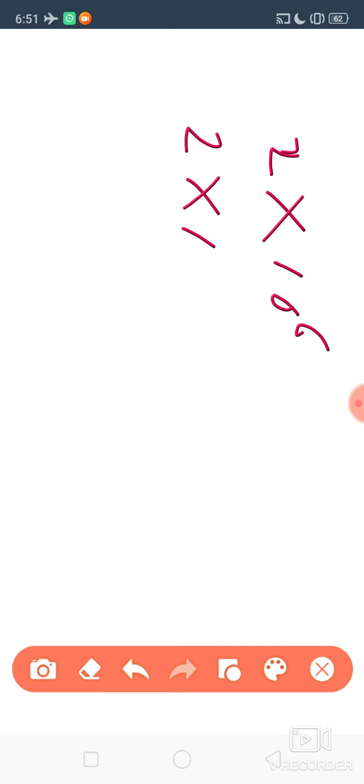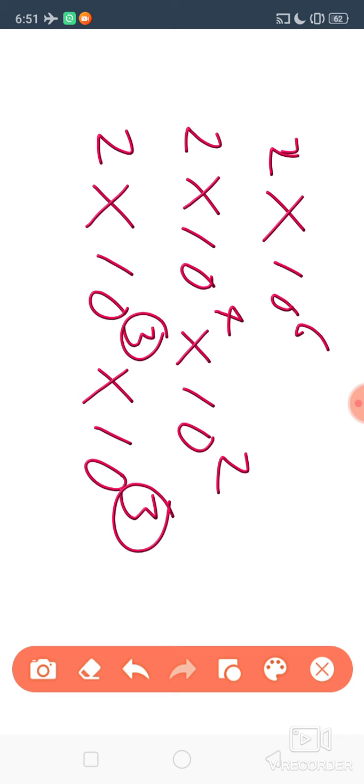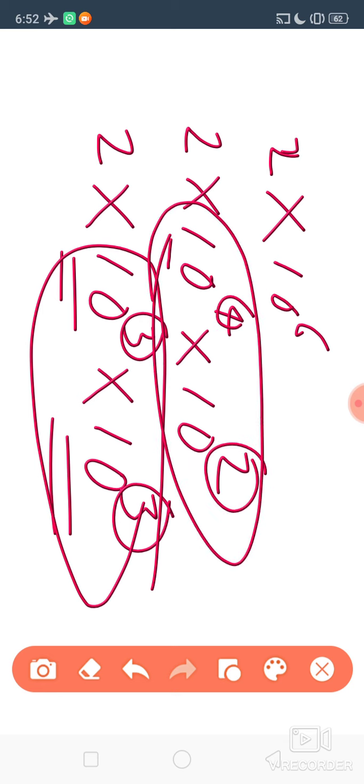Now suppose 2 into 10 to the power 6 is given. We can write 2 into 10 to the power 4 into 10 to the power 2. Or we can write 2 into 10 to the power 3 into 10 to the power 3. Why? Because the exponents 3 plus 3 will be added and it will become 10 to the power 6. Another way, we can write 2 into 10 to the power 5 into 10, where 10 means 10 to the power 1.